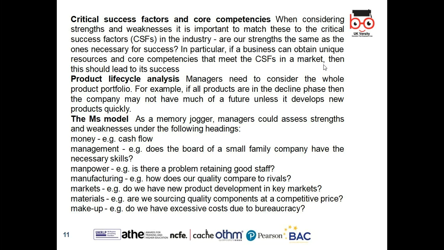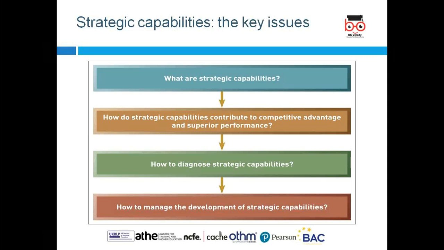the cash flow; management, does the board or the small family have the necessary skills; manpower, do they have a problem retaining good staff; manufacturing, how does quality compare to rivals; market, do we have new product development in the key market; and materials, are we sourcing quality components at a competitive price; and make-up, do we have excessive cost due to bureaucracy? That's what we always need to look around for.